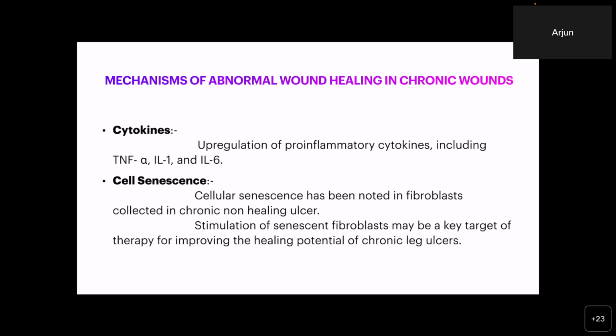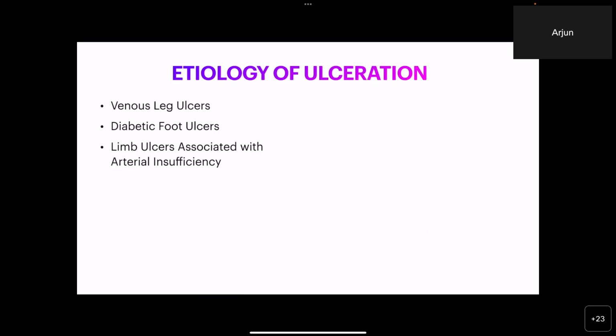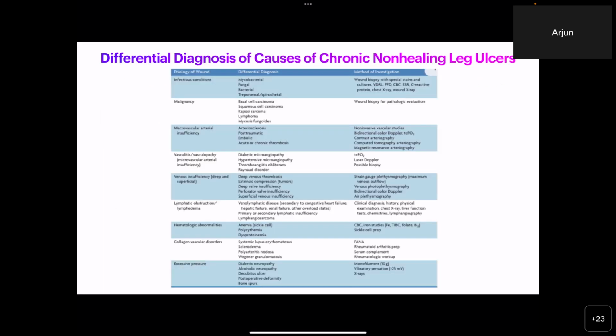Stimulation of senescent fibroblasts may be a key target of therapy for improving the healing potential of chronic leg ulcers. The basic etiology, like I said, is venous leg ulcers, diabetic foot ulcers, and ulcers associated with arterial insufficiencies. Various differential diagnoses of chronic non-healing ulcers.